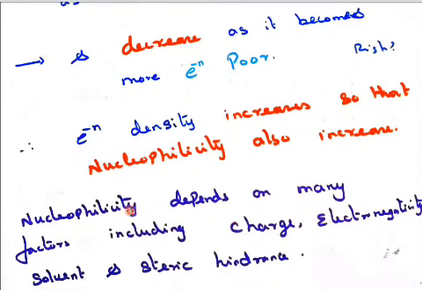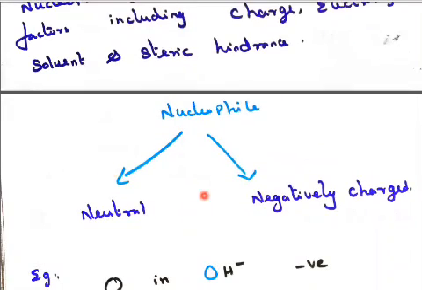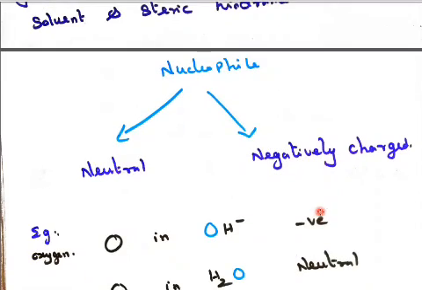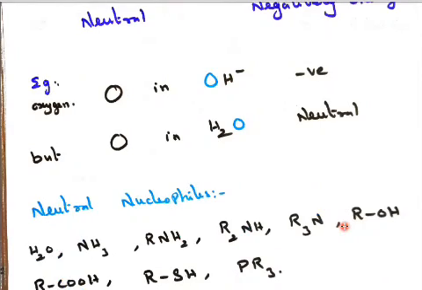So nucleophilicity is nothing but basicity. Nucleophilicity depends upon factors including charge, electronegativity, solvent, and steric hindrance. These four factors affect the nucleophilicity. We have neutral nucleophiles and negatively charged nucleophiles. For example, OH minus is a negatively charged nucleophile, so the oxygen in OH minus is negative, but the same oxygen in water is called a neutral nucleophile.